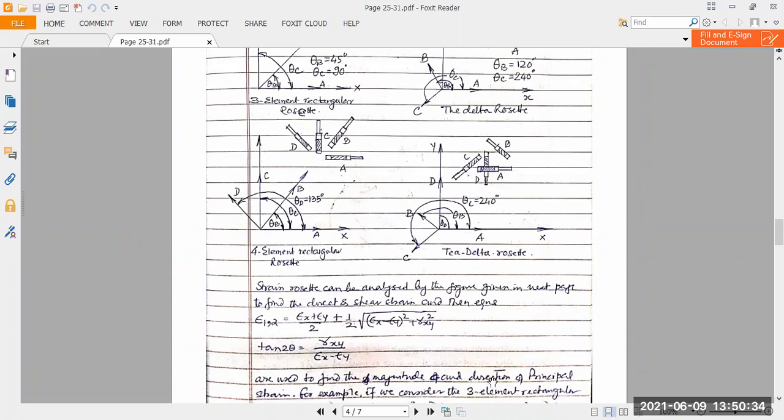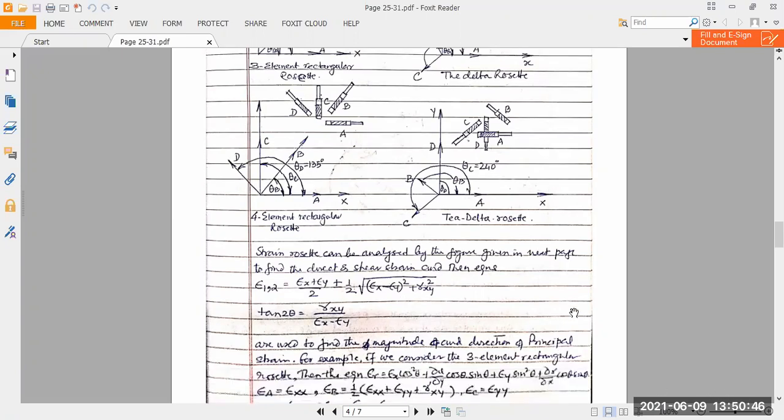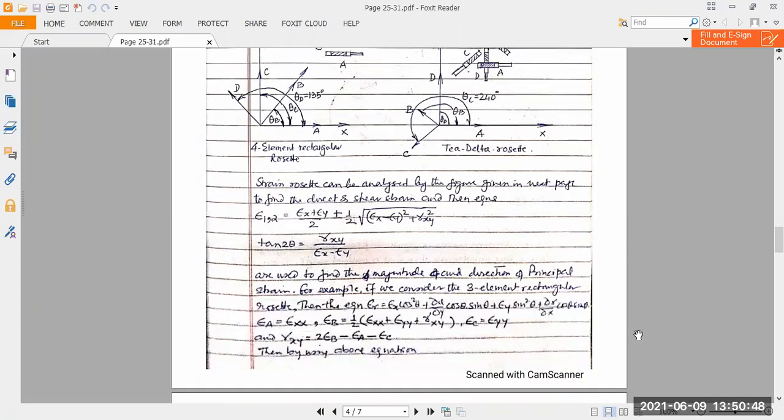So we have to calculate. First we have to know how we can get epsilon x, epsilon y and gamma xy to know the principal strains. Now what is the process of knowing it? First, for example, say we consider a 3-element rectangular rosette.